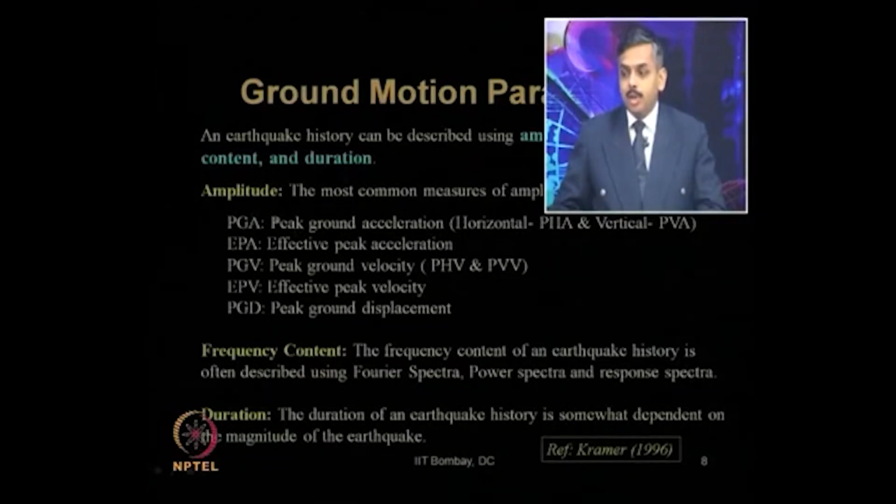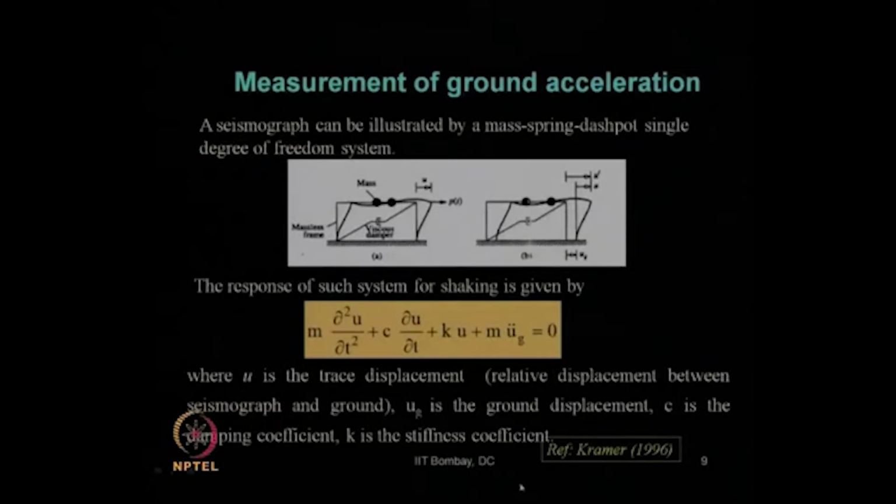Now, within amplitude the common measures are peak ground acceleration or effective peak acceleration, peak ground velocity or effective peak velocity, and peak ground displacement. So, these are the common forms of estimating the amplitude of an earthquake ground motion. Then frequency content can be estimated using either Fourier spectra or power spectra or response spectra. And the duration of an earthquake history is also very important. So, these three are the major parameters which define a ground motion completely.